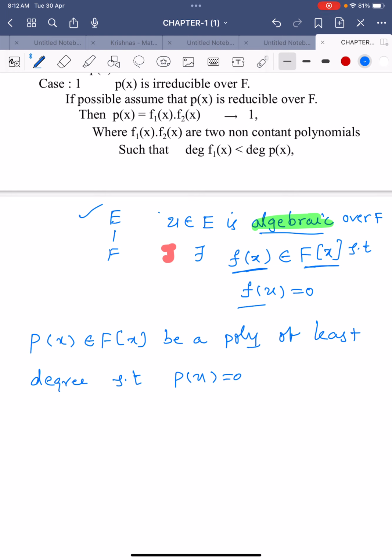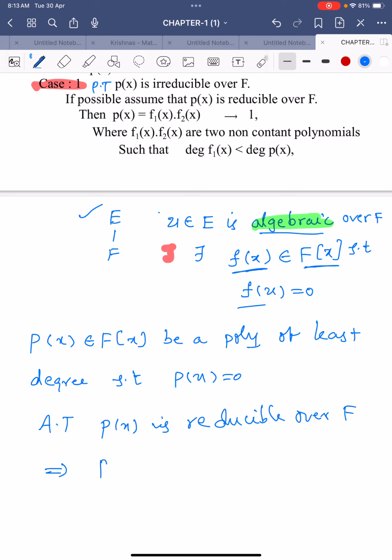Now our aim is to show that p of x is irreducible. That is the first case. Our aim is to prove that p of x is irreducible over capital F. If possible, assume that p of x is reducible over capital F. What is meant by reducible?